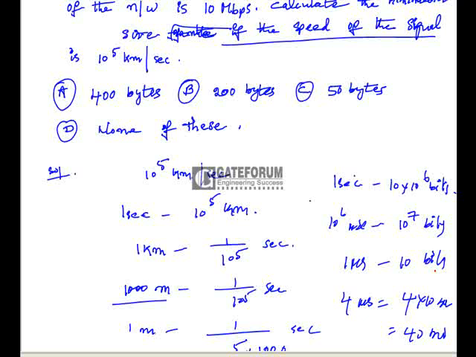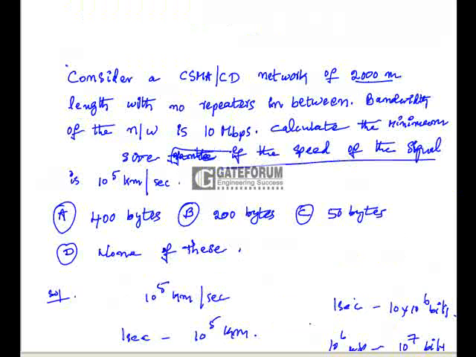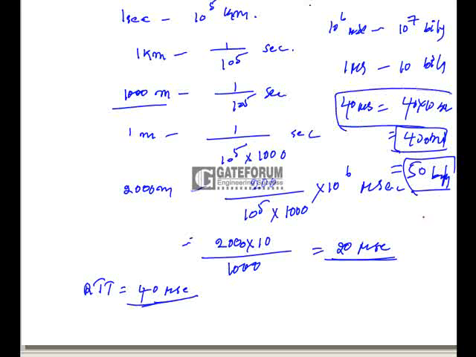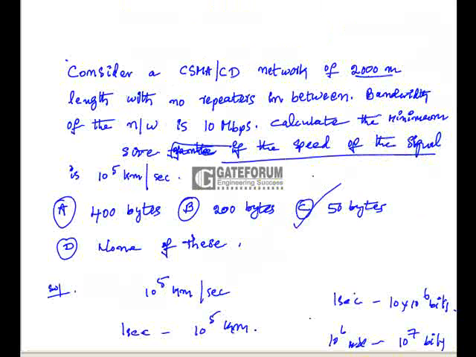Here it is 2000 meters. It is not 200 meters. So for 2000 meters, we will get around 20 microseconds as the propagation time. So the round trip time will be 40 microseconds. For 40 microseconds, it is 40 into 10, so it will be 400 bits. 400 bits means 50 bytes. So the minimum frame size should be the maximum number of bits which we can transfer in a round trip time. So 50 bytes, option C is the right option here.